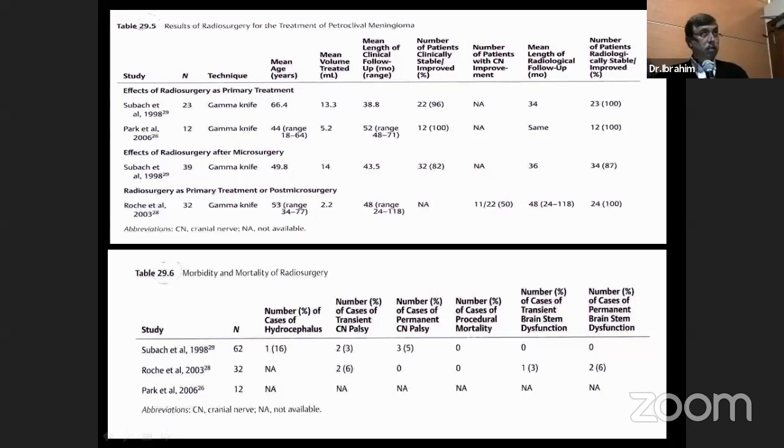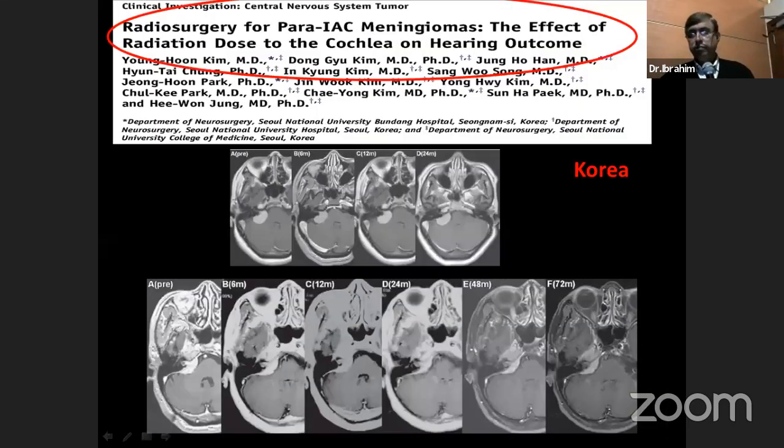These are the cases treated by radiosurgery. Radiosurgery for para-internal retrocanal meningiomas. Look at this here. I think you can read or not. 6 months, 12 months, 24 months, and so on. Do you think there's any difference between this and that? They say this is control of the tumor. Control what? The tumor is still the same.